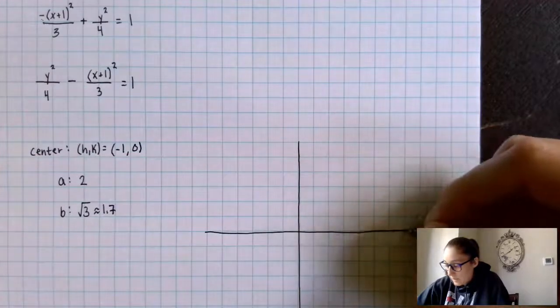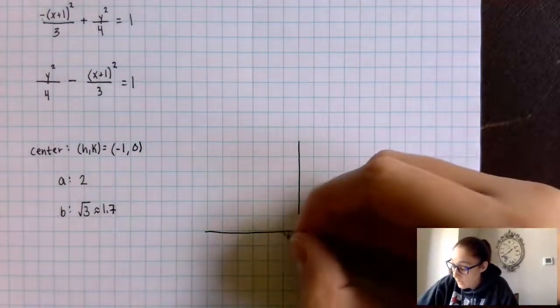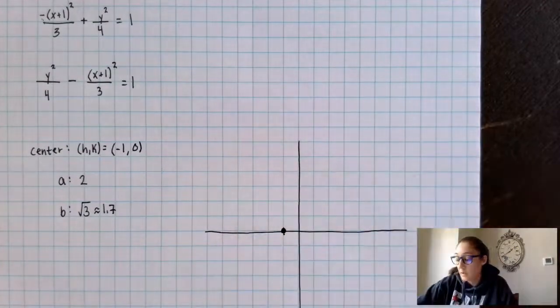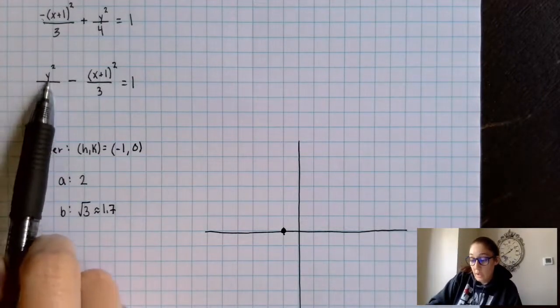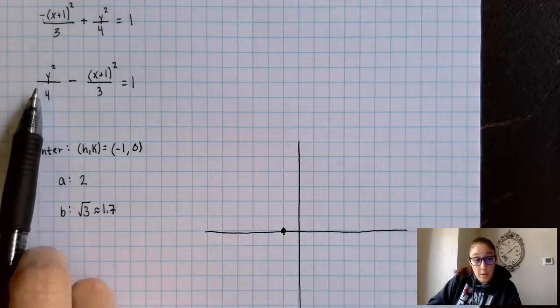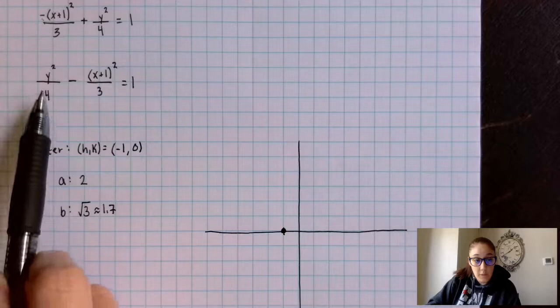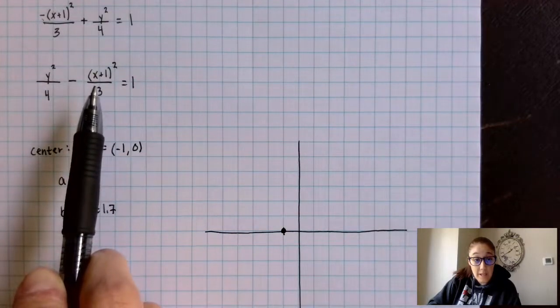So let's go ahead and start with our center, -1, 0. Then what I want to do is, in the y direction, move 2 units, right? 2 belongs with the y. 2 is associated with the y, radical 3 is associated with the x.